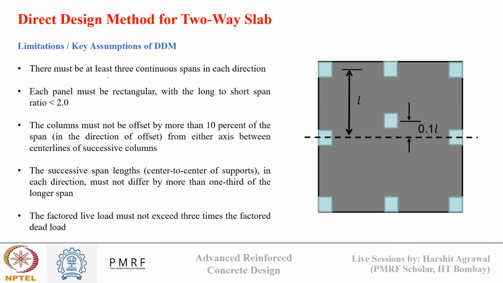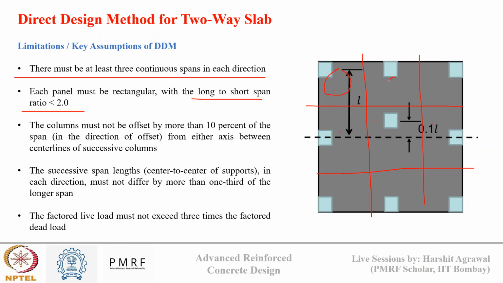So first, there must be three continuous spans in each direction. So when we are applying the coefficient method, there should be three spans in each direction. You can see 1, 2, 3 spans here, and 1, 2, 3 spans here. Each panel must be rectangular with a longer to shorter span ratio of less than 2. So each of these panels should be a two-way slab.